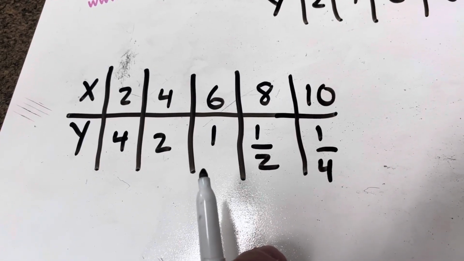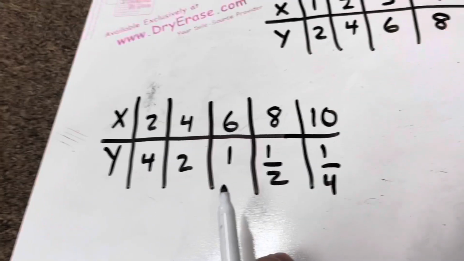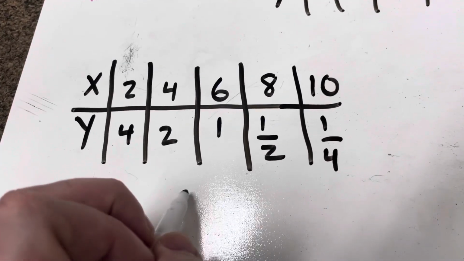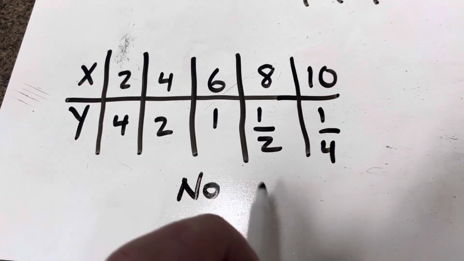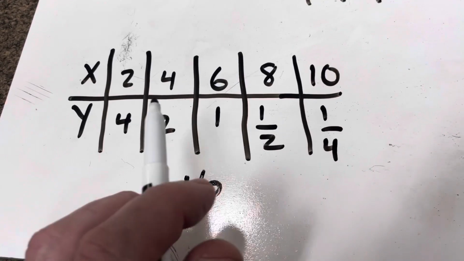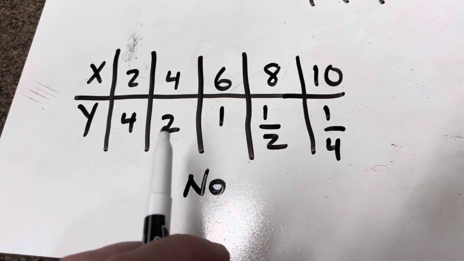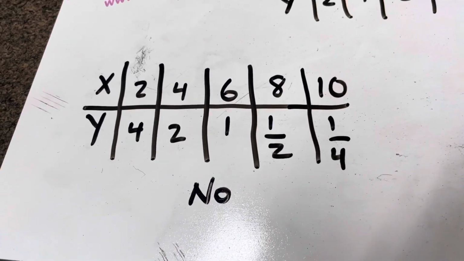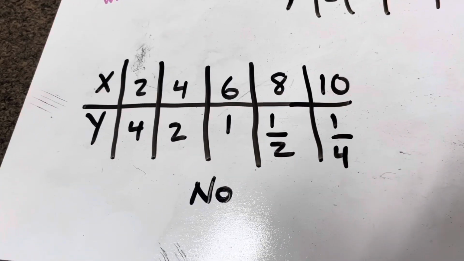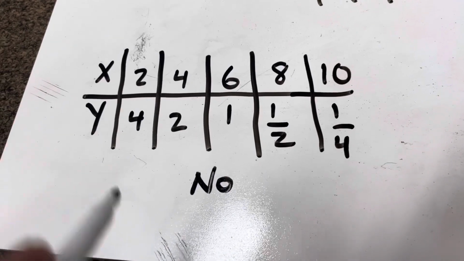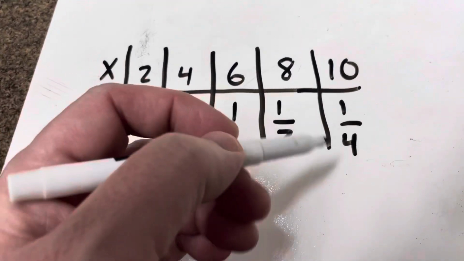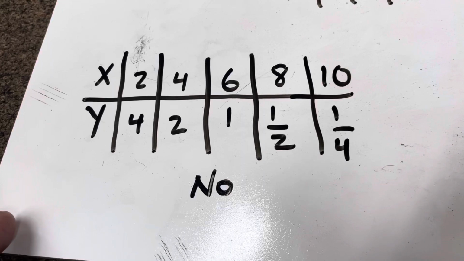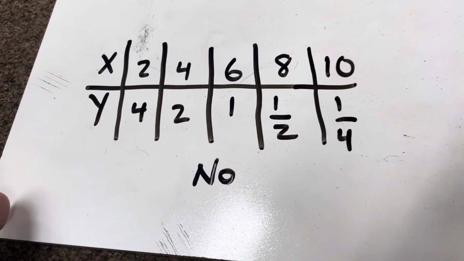So when we talk about that, are they proportional? No, they are not. Now this could be linear because there are constant things going on, but that's a different lesson. They are not proportional because the fractions, the rates, the ratios are not equivalent. All right? Okay, so we're moving on to the last part.